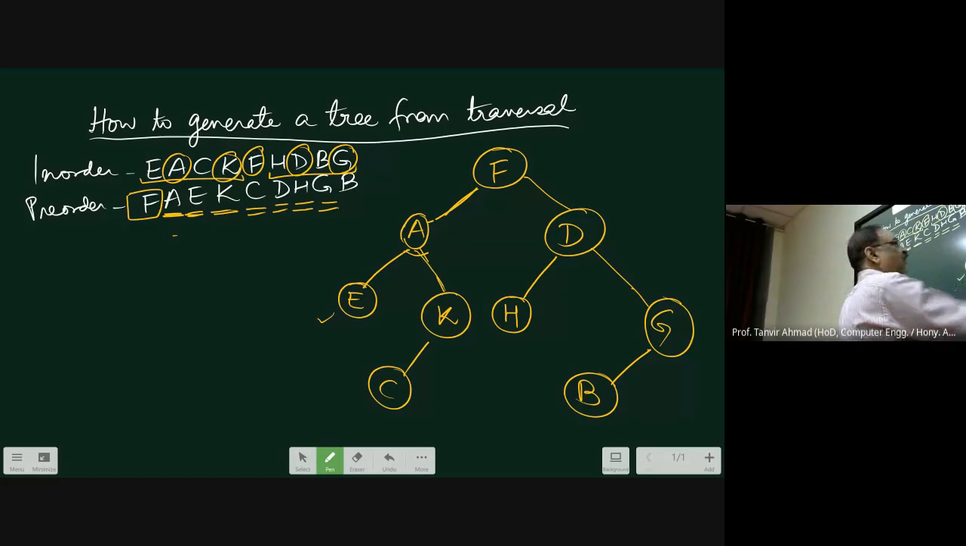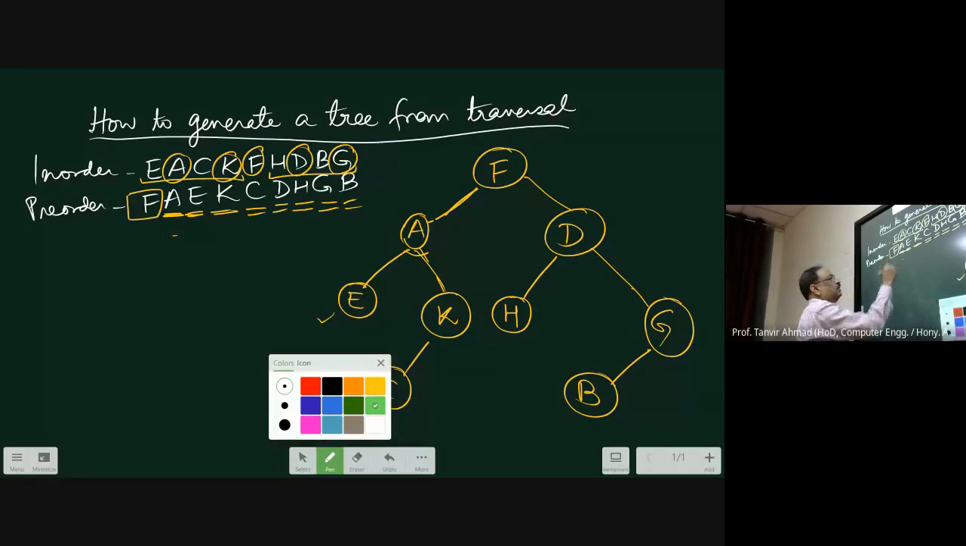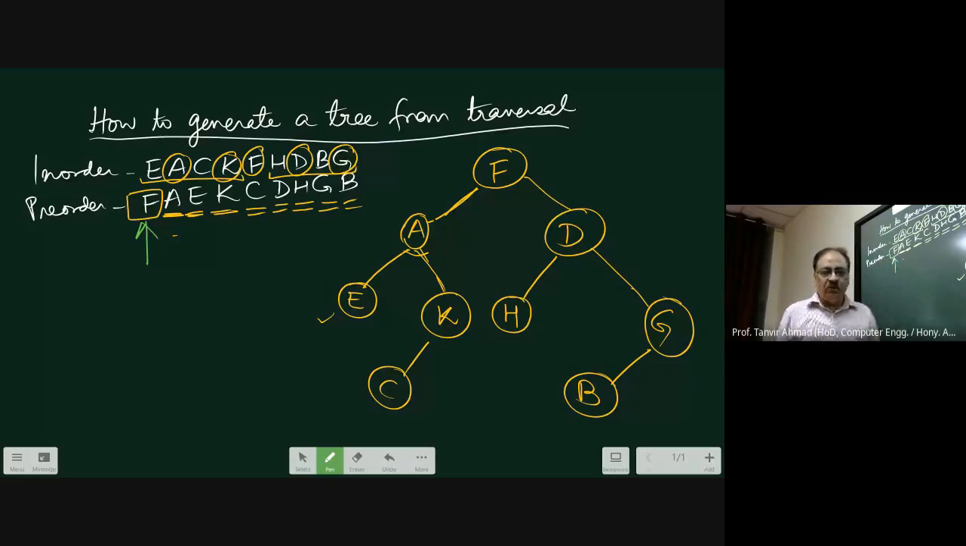See, what I am going to do, I am finding the root from the pre-order and trying to find the placement of that node from the in-order. Now you know that in the pre-order, the root becomes the first node. And therefore, here if you see, the first node is F, therefore F becomes the root. Fine? No problem?